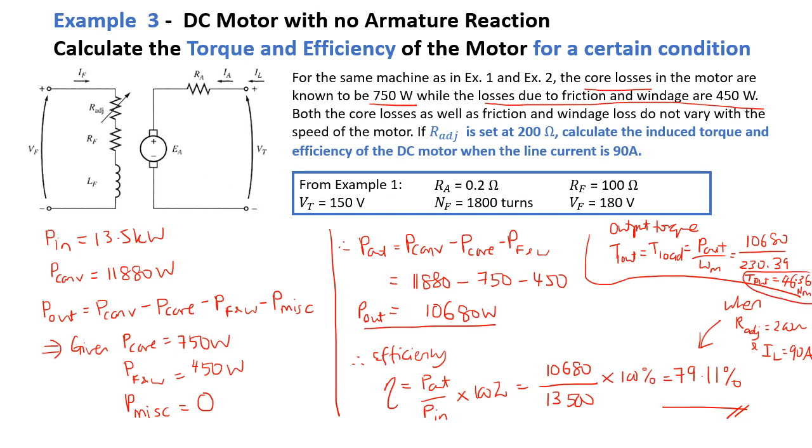Now, comparing this to the induced torque, which was 58.42 Newton meters, you'll find that the induced torque should always be bigger than the load torque or output torque, because you need to overcome the losses in the core, the friction and windage, and the stray losses, if any. So that's why the induced torque is always larger than the load torque.